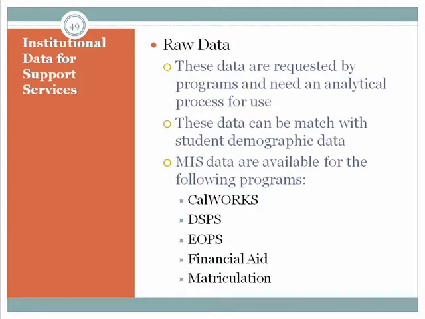Here, we briefly look at raw data for support services units. As you recall, raw data are data that have been stored in MIS or the data warehouse, and which need an analytical process for use. Raw data are used when programs request analyses from the Office of Research and Planning. For support services units, these data can be matched with student demographic data and are available for the following programs: CalWORKS, DSPS, EOPS, financial aid, and matriculation.